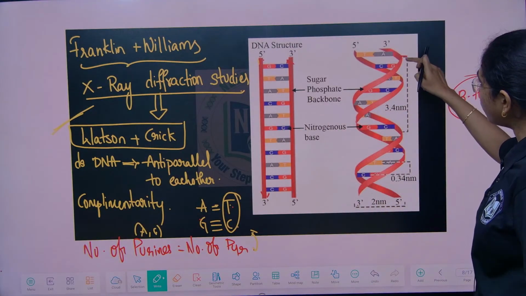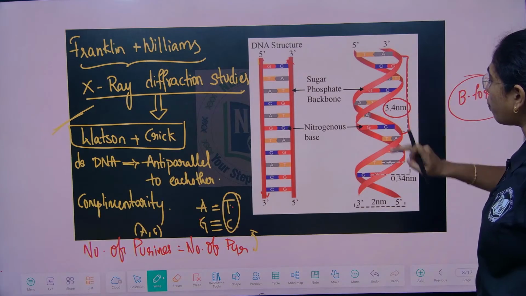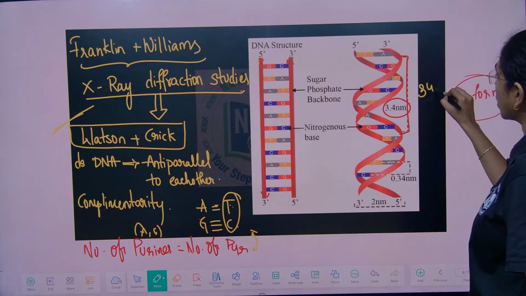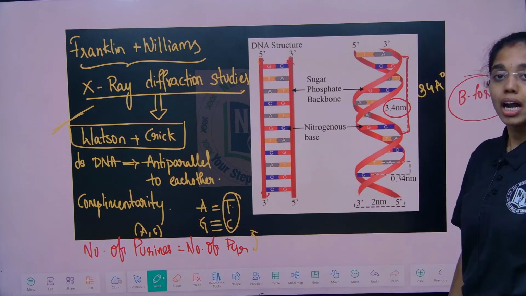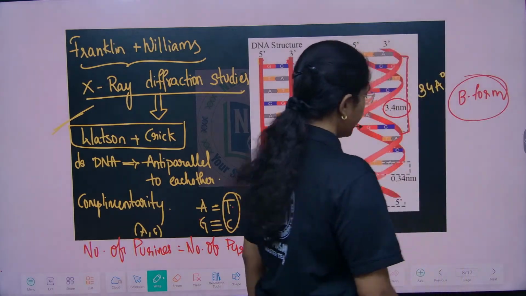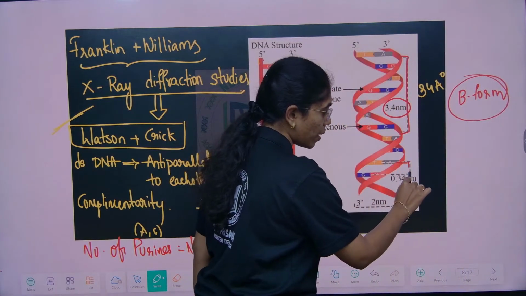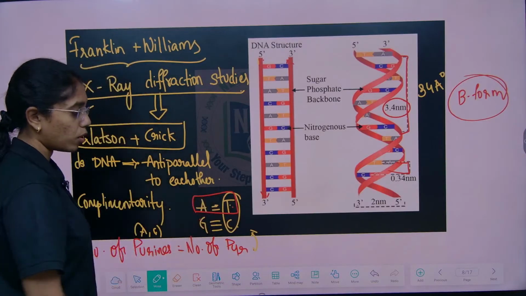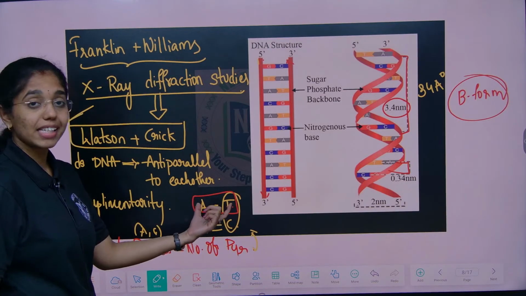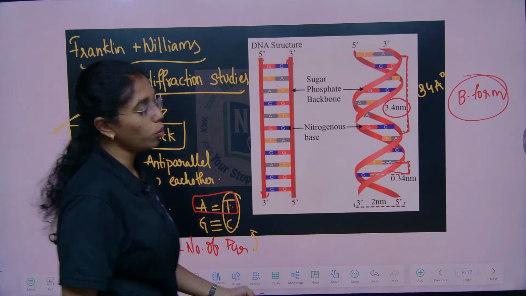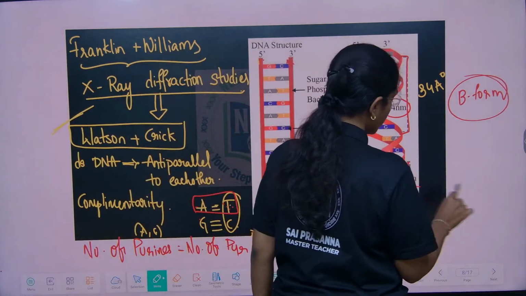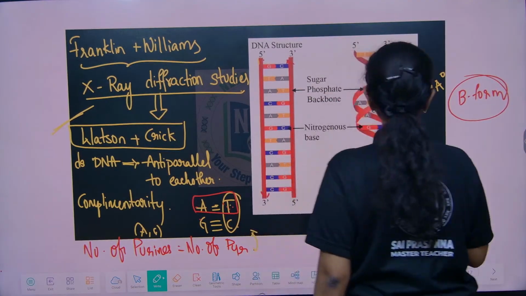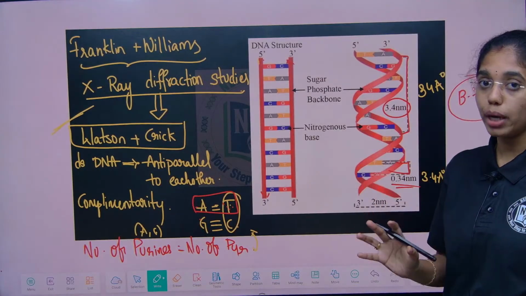The pitch of DNA is 3.4 nanometers or 34 angstroms. And the distance between 2 base pairs at the center, 2 nitrogen bases adjoined via hydrogen bonds, this is addressed as a base pair. The distance between 2 base pairs here is 0.34 nanometers or 3.4 angstroms. These are the 5 major points to be remembered and addressed.